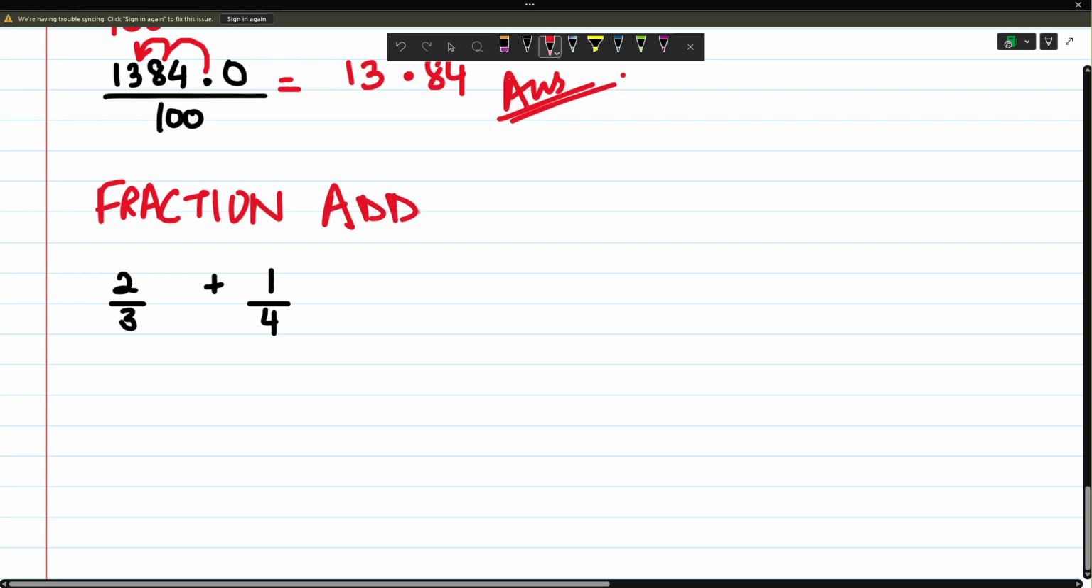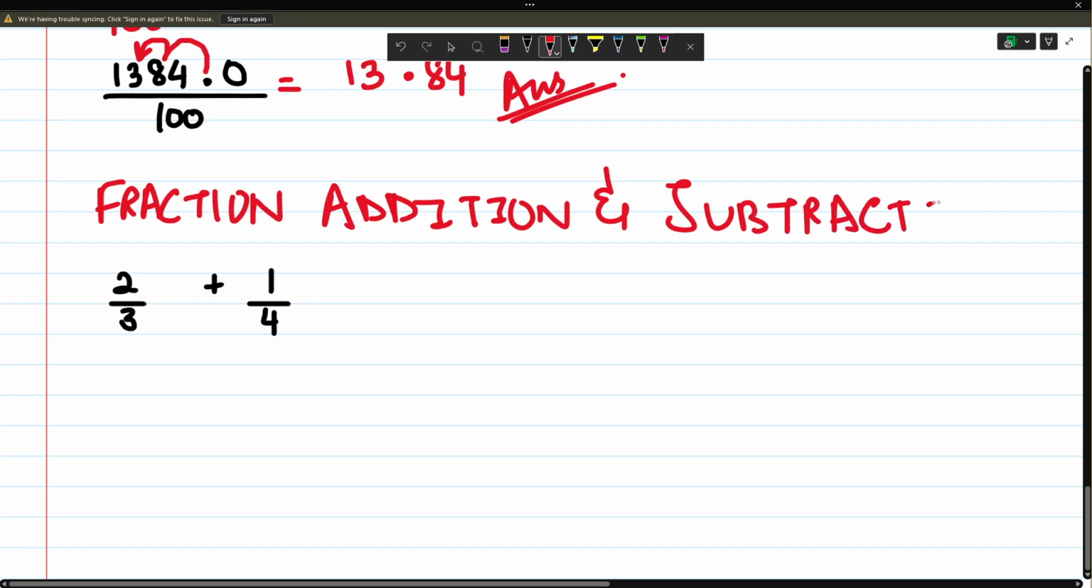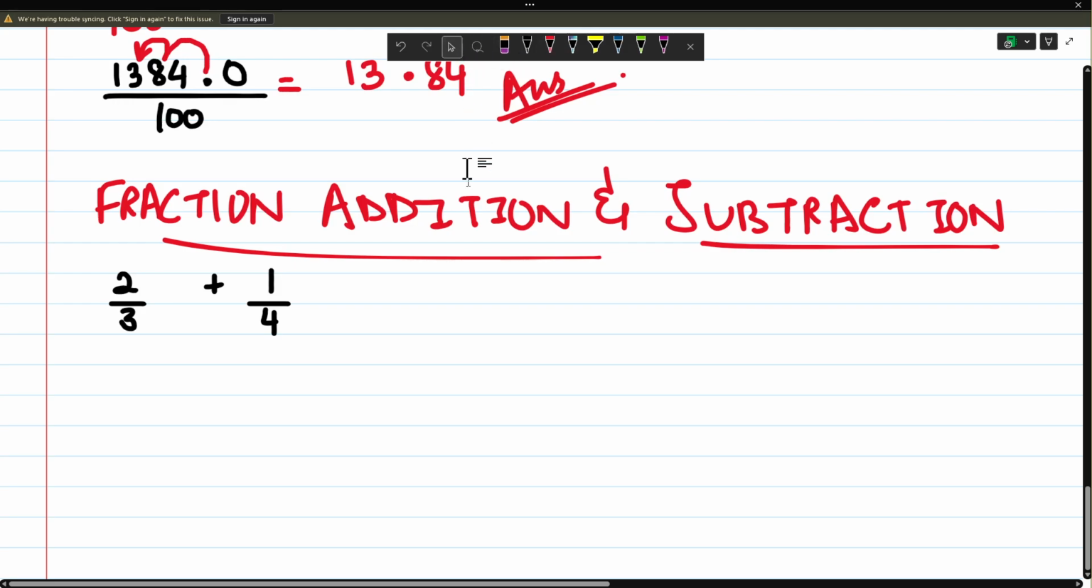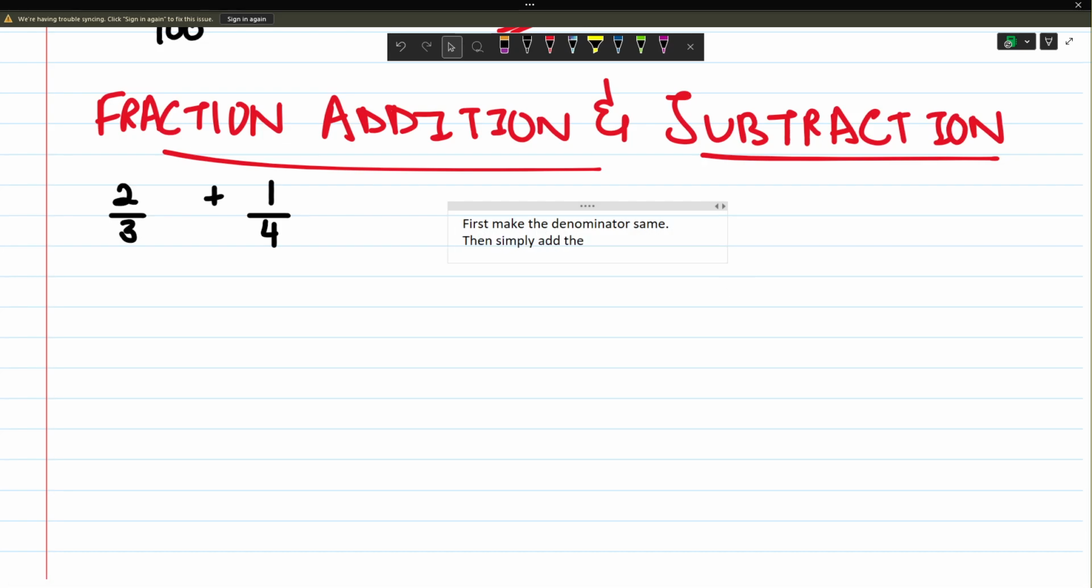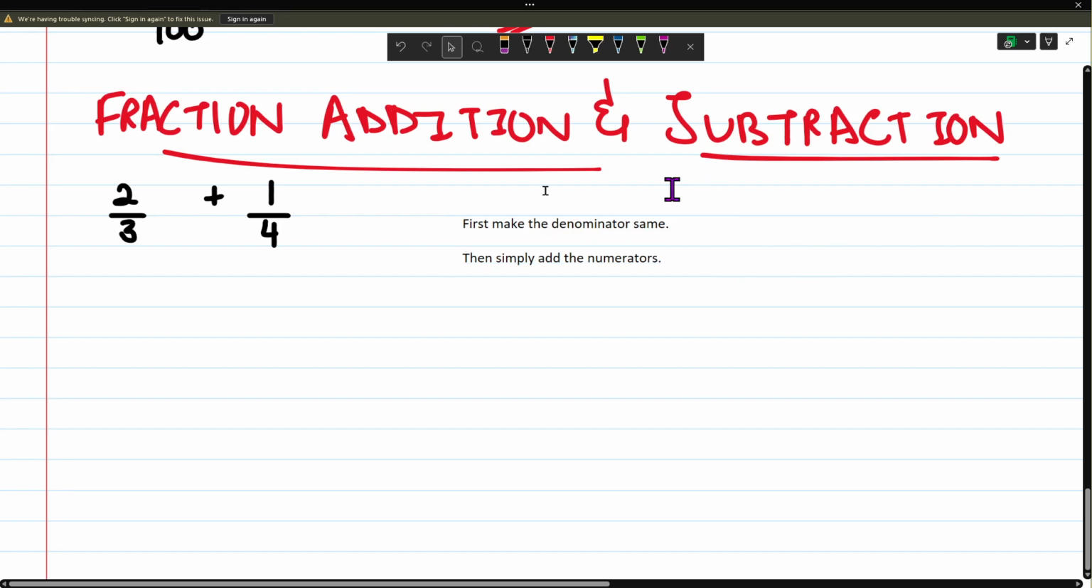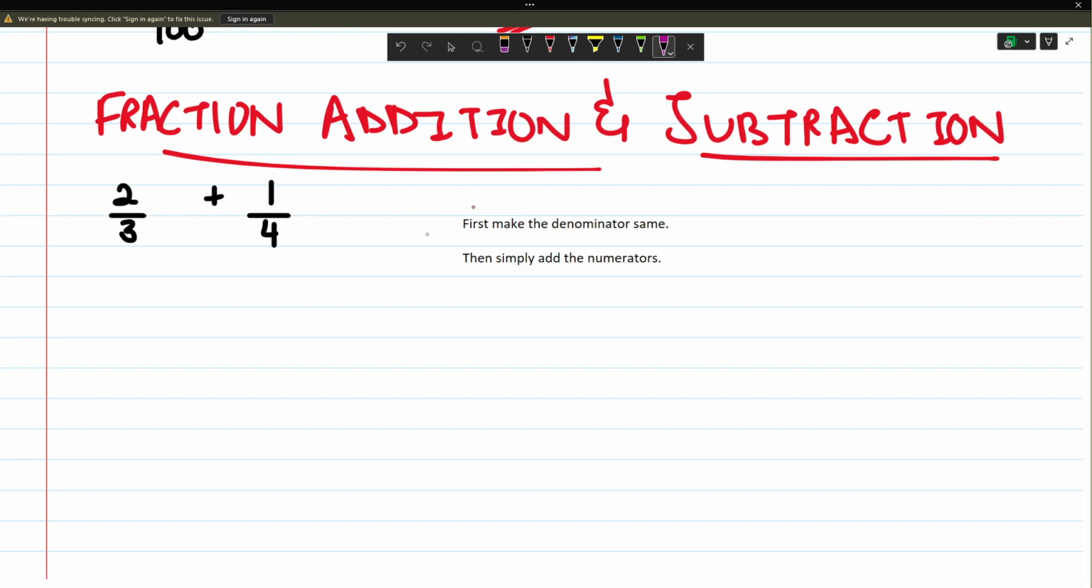Fraction addition and subtraction. Okay, because in addition and subtraction the process is the same. You will simply either add or subtract. Okay, keep in mind some rules. First, make the denominators same, then simply add the fractions, add the numerators. To be more exact, numerators are the top part. These top ones are called numerators, which right now are 2 and 1.